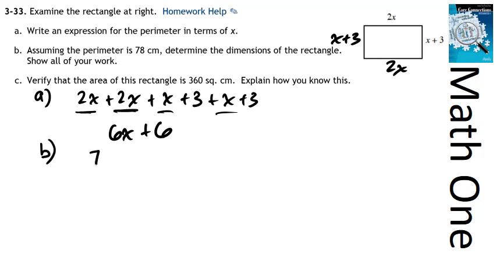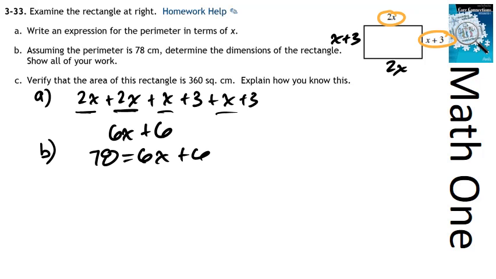If the perimeter, rather, was 78, what are the dimensions? Well, I could figure out what x is, and if I know x, I could figure out the dimensions. One of them is twice x, and the other one would be x plus 3. It's pretty simple to solve that for x.